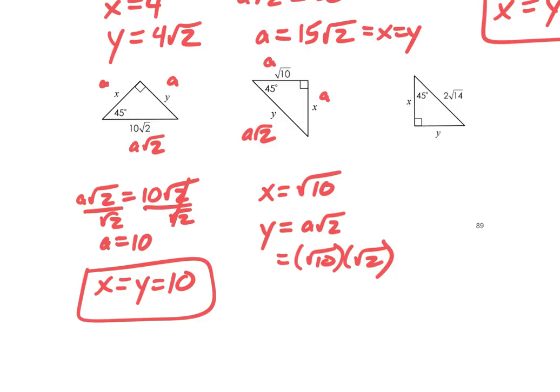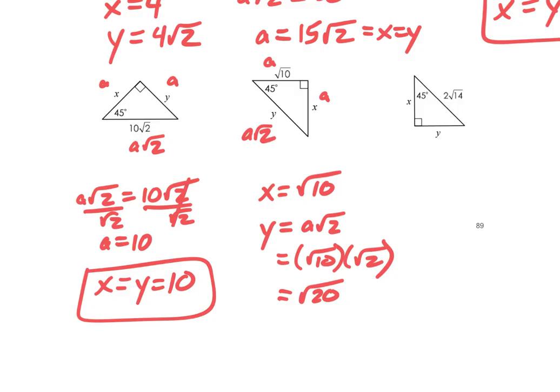Can we multiply those two things together? Yes. As long as they're both radicals, we can multiply them. If this was just 10 and this was just radical 2, then I would just say 10 radical 2. That's all I could do. But as long as they're both radicals, kind of like we did over here, as long as they're both radicals, we can divide them. As long as they're both radicals here, we can multiply them. Okay? So this would make this radical 20.